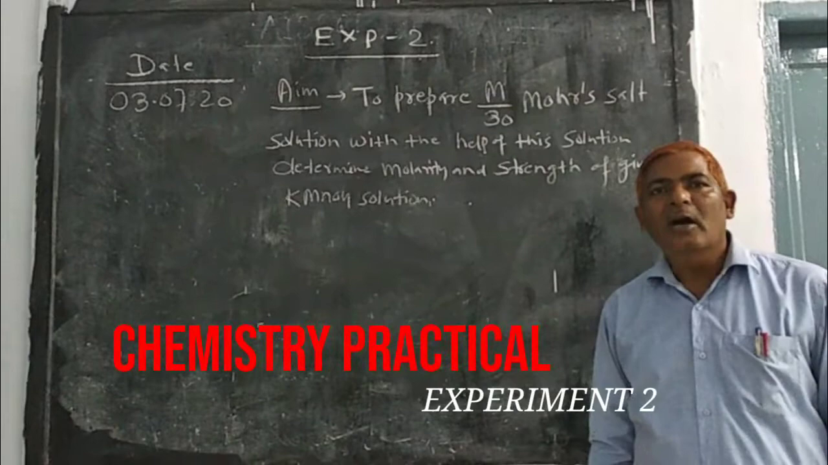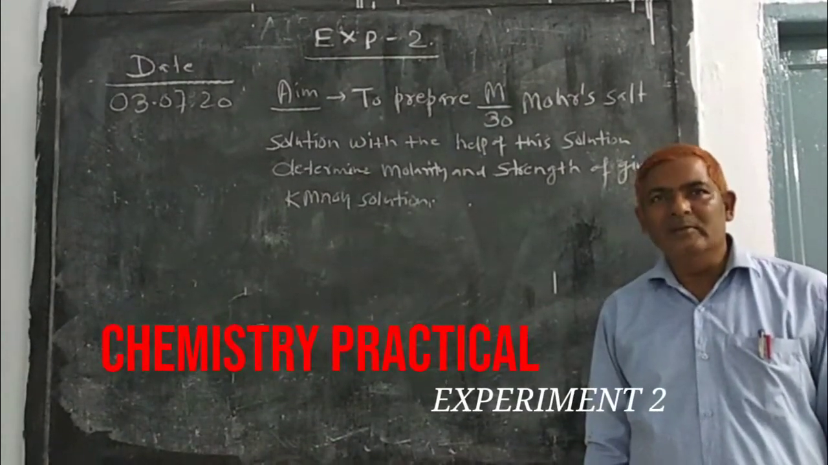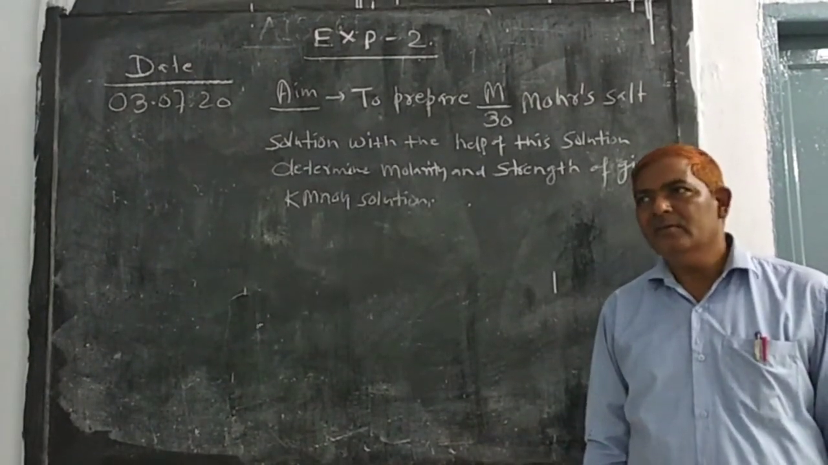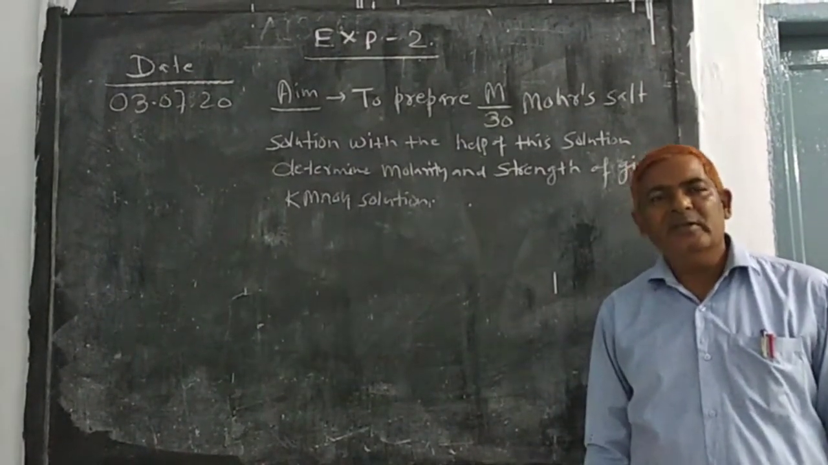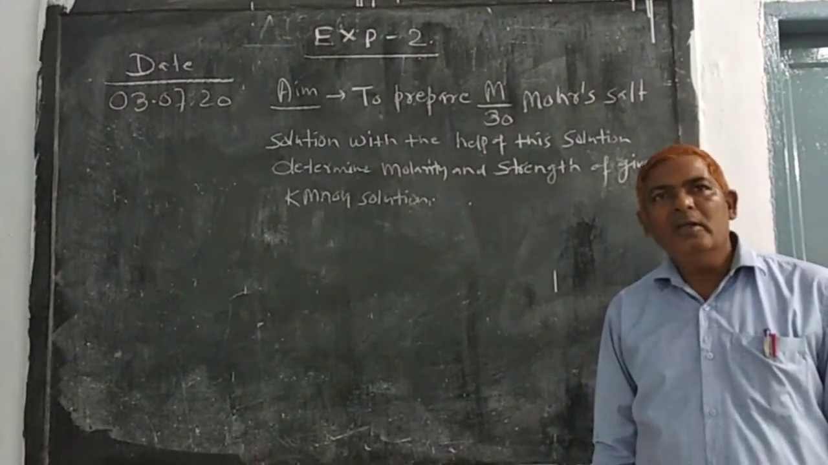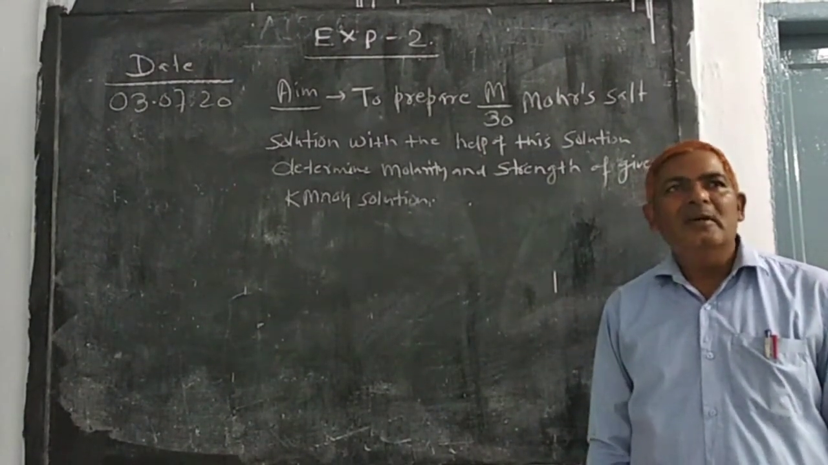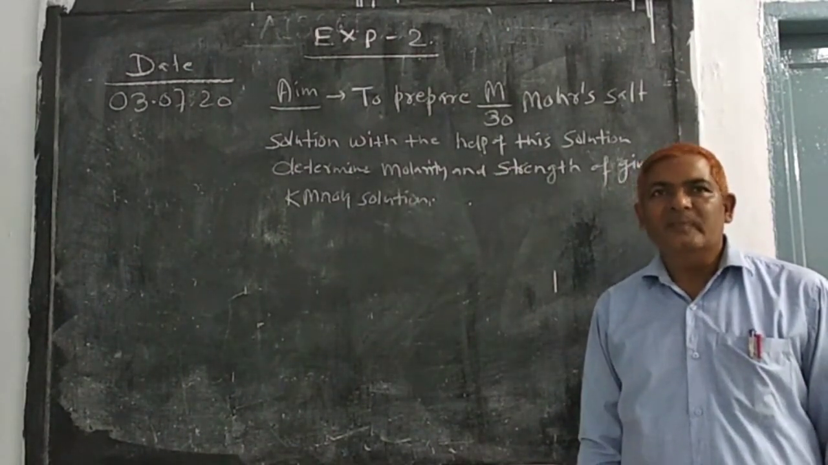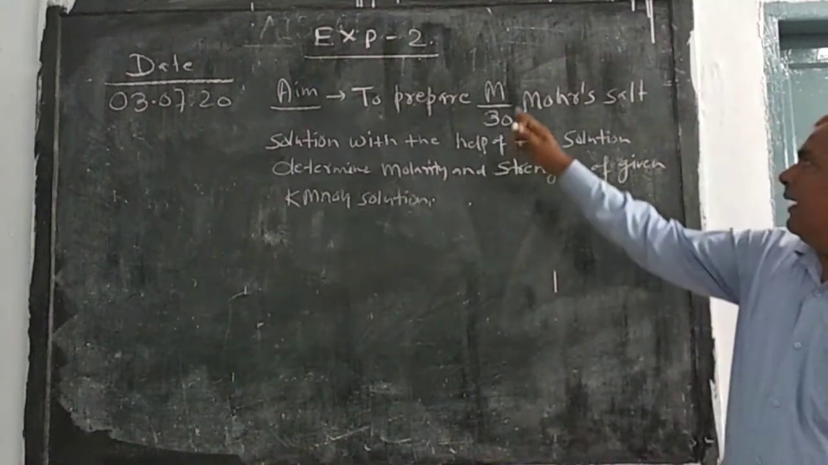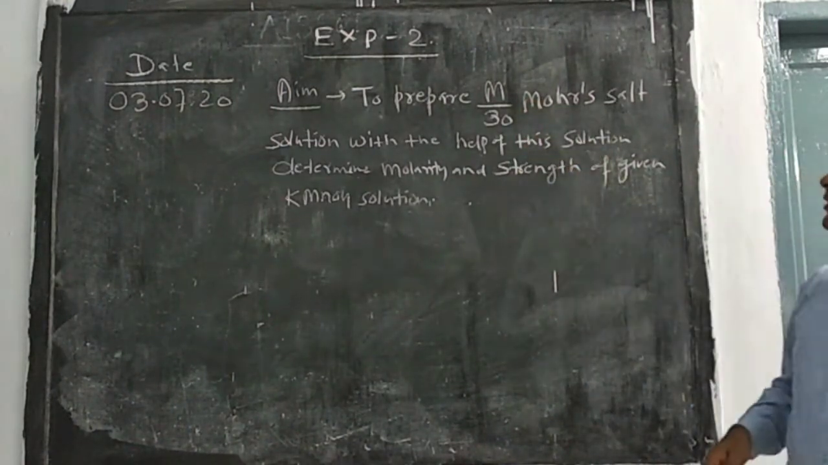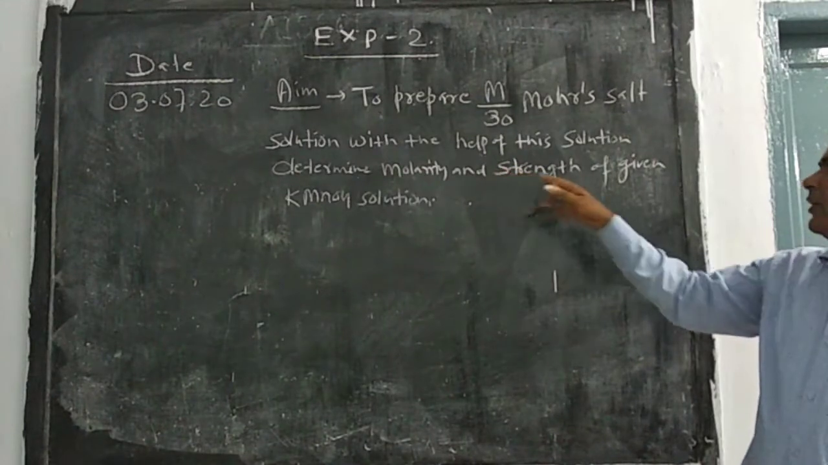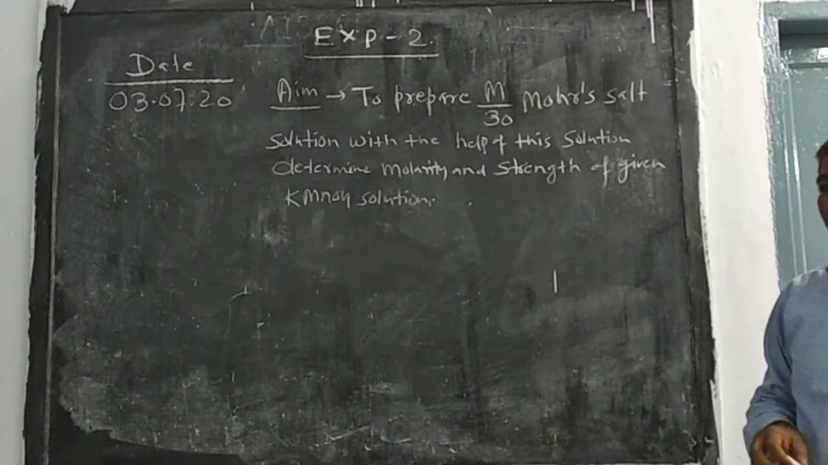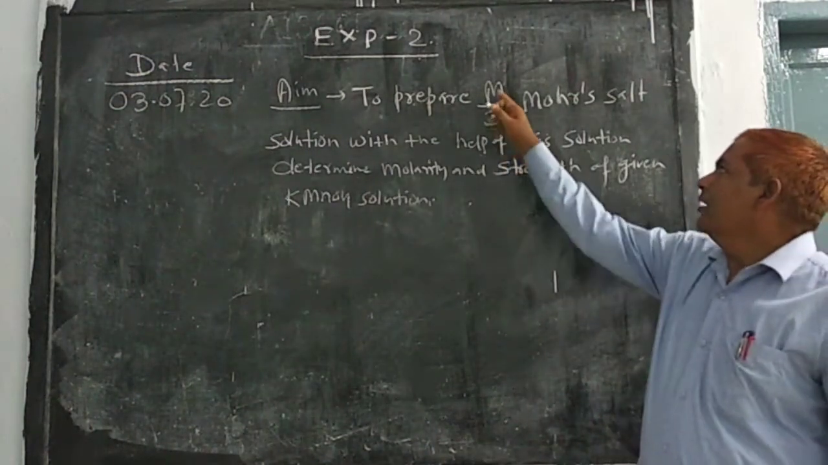Class, I have completed experiment number 1 under volumetric analysis. Today I am going to discuss one more experiment in volumetric analysis. Only I have changed the strength of the Mohr salt solution. The last experiment was to prepare M/20 Mohr salt solution, and with the help of this solution, determine the molarity and strength of the given KMnO4 solution. Today I have changed the strength. Strength is M/30.